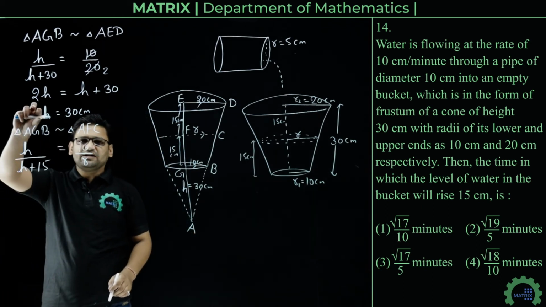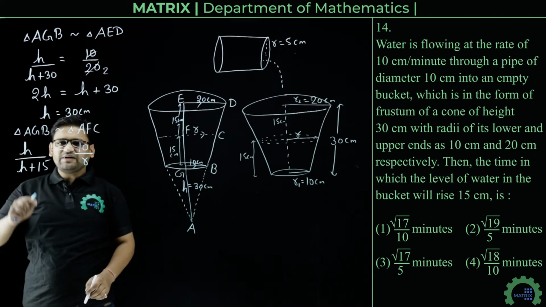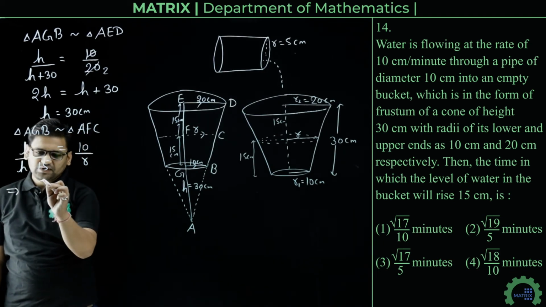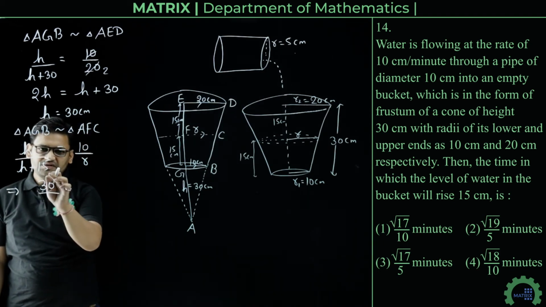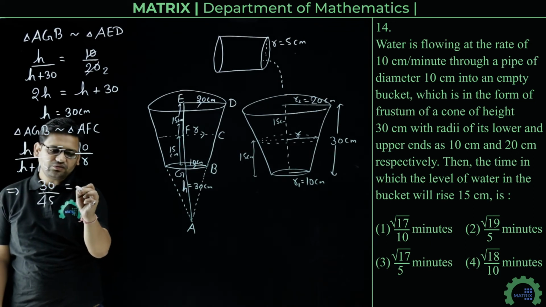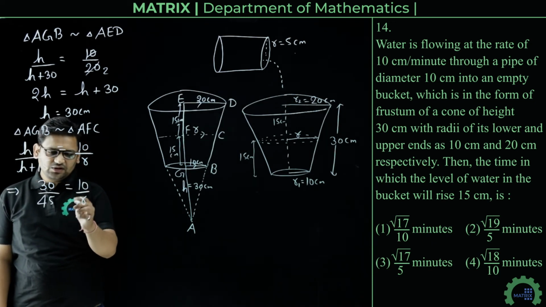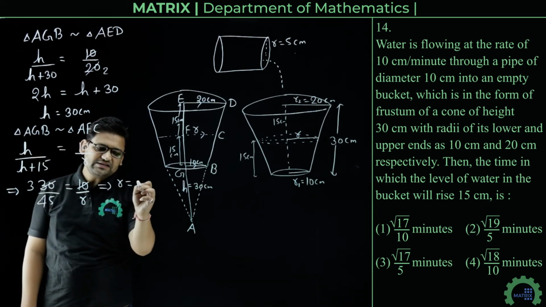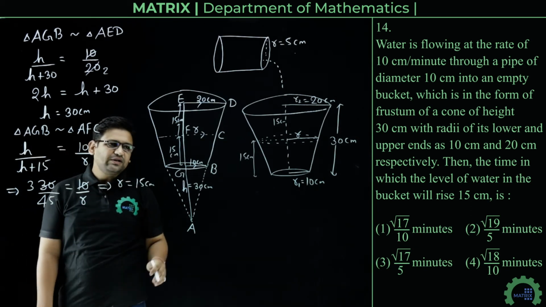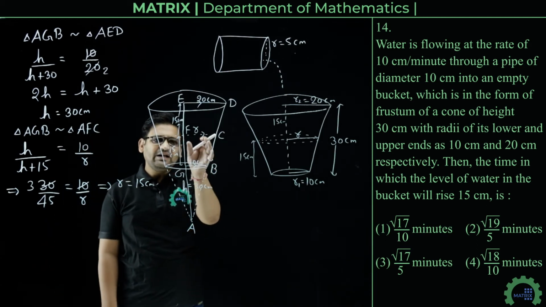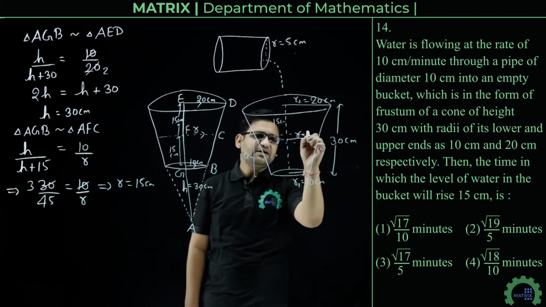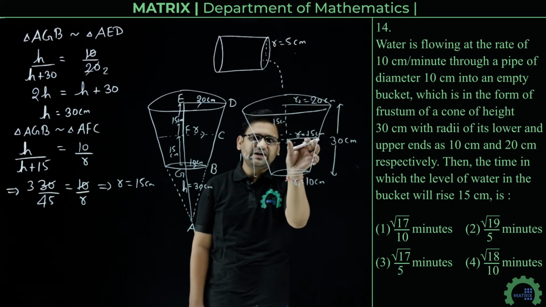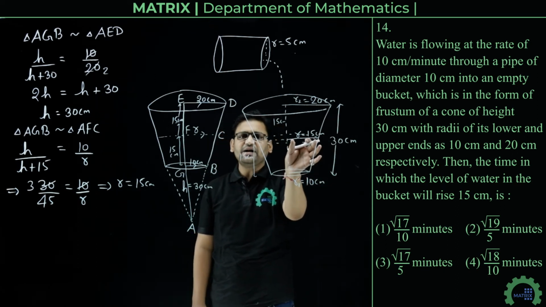Now the value of h is 30 centimeter. On putting the value 30 here, we get 30 upon 30 plus 15, that is 45, equal to 10 by r. So this cancels out 3 times and 15. So r is equal to 15 centimeter. So the radius of the bucket at the level of the water is 15 centimeter.